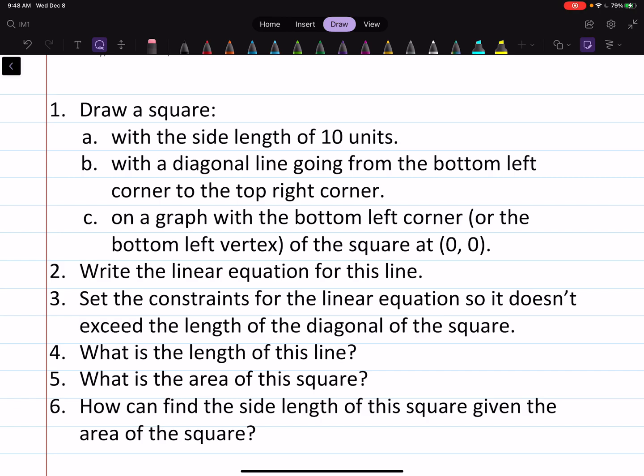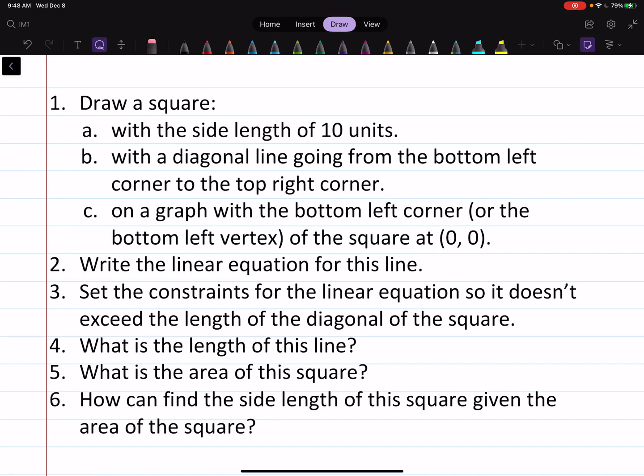So today we're going to be connecting everything that we've learned: square roots, squaring, Pythagorean theorem, 45-45-90 triangle, and also linear equations, y equals mx plus b. And it's going to be a really cool task and activity. So I want you guys to pause the video and try this problem out. I'm assuming that you did.